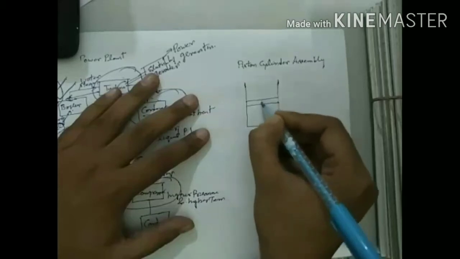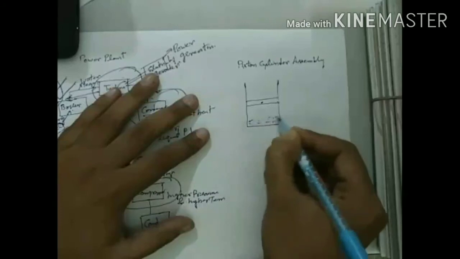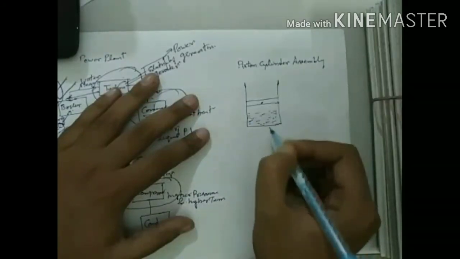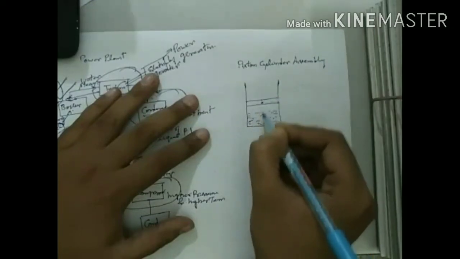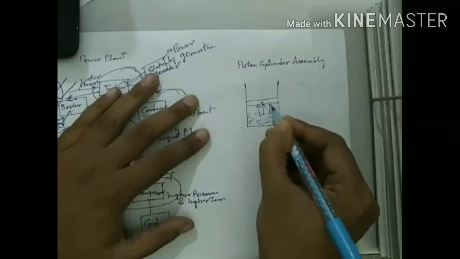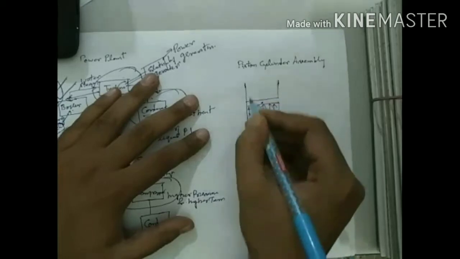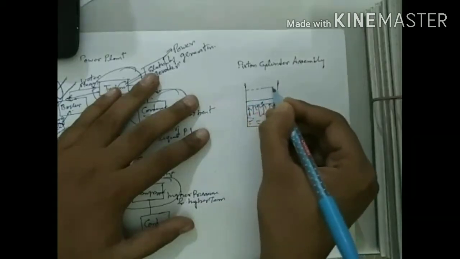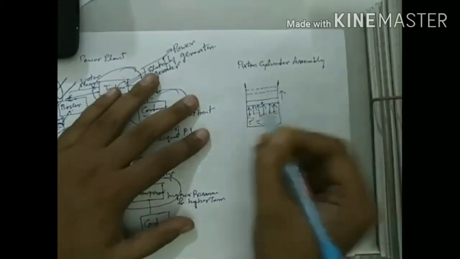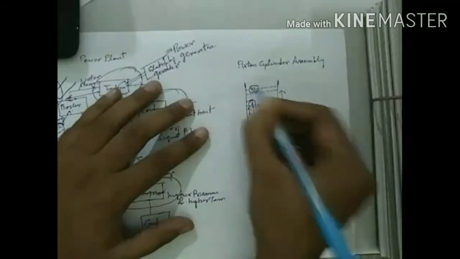So what happens if there is a gas and combustion is taking place? In that case, when this gas applies certain pressure, this piston will move towards outside. So we can say this is the first condition and this is the second condition.